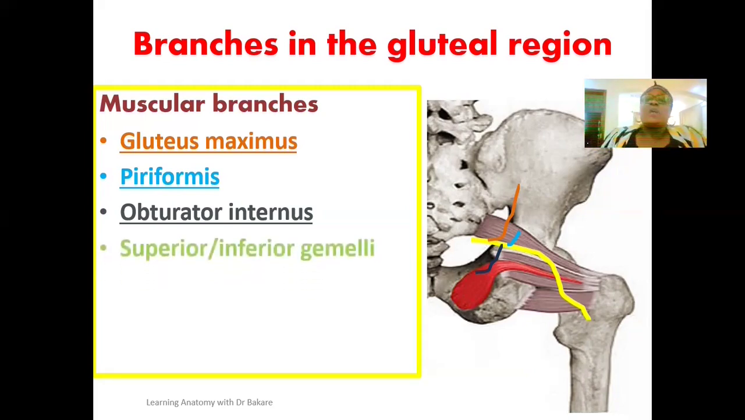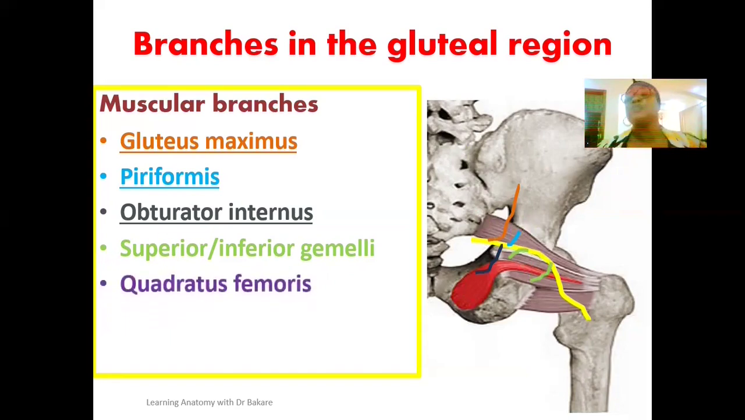Then the next muscles that we have are the superior and the inferior gemelli muscles. These muscles are also seen to receive branches from the inferior gluteal artery, and this is what is highlighted here in green. Then the final supply that we have from the inferior gluteal artery is the supply to the quadratus femoris muscle, and this is what is highlighted here at this inferior end in purple. So we have branches emerging, also supplying the quadratus femoris at this lower edge.